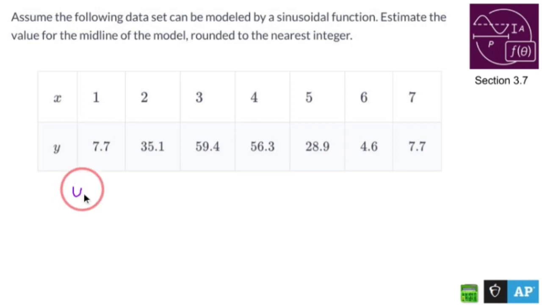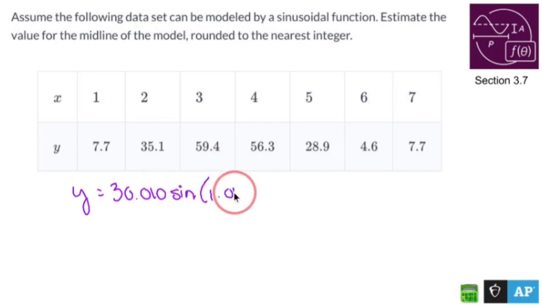The equation that we came up with wasn't pretty. y equals 30.010 sine(1.047x minus 1.991), close it, plus 32.